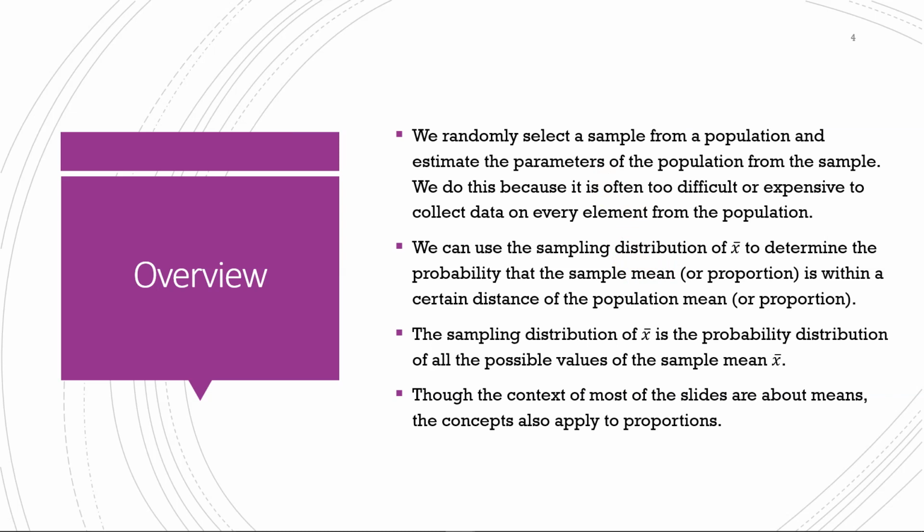But hopefully right now, like I said, the whole idea is that the sampling distribution, that's what this chapter is about, it's a probability distribution. And what is it a probability distribution of? Well, it's all the possible values of the sample mean or the sample proportion or whatever we're interested in calculating. And we can use that probability distribution to tell us the level of confidence or the probability that the sample mean that we calculated is within a certain distance of the population mean.